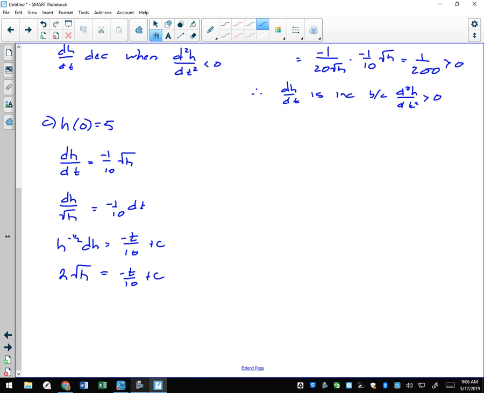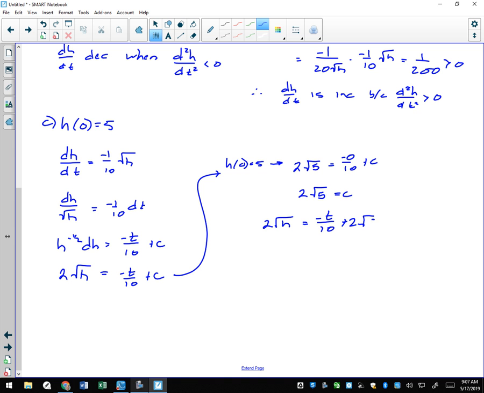And we need to now solve for the c and the h. I think I'll go ahead and solve for c. So I'm going to go up here. H of 0 equals 5, which means that 2 square root of 5 would equal negative 0 over 10 plus c. So c is 2 square root of 5, which means that my equation, 2 root h, is equal to negative t over 10 plus 2 square root of 5.